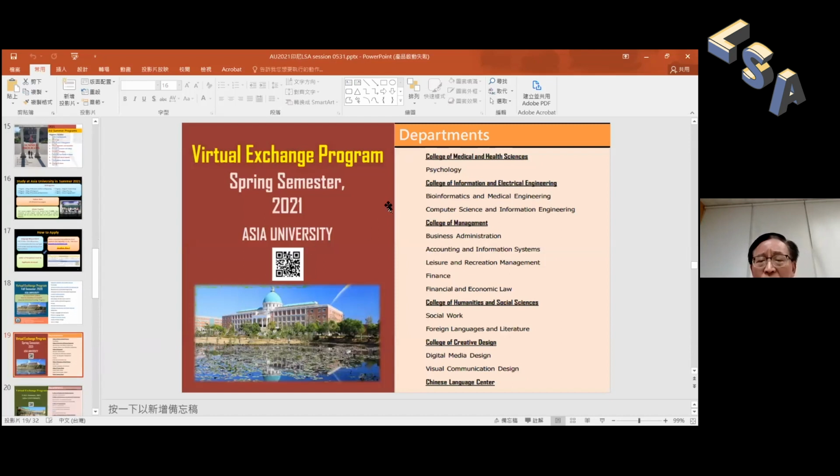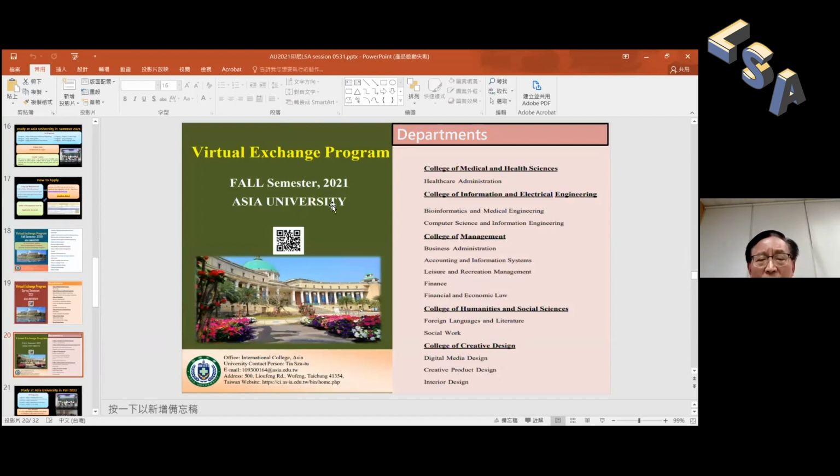And this is our program for the spring semester, which we are offering at the moment. And this is the exchange program we are going to offer to our partner university students. You can see from this that we have altogether 29 programs offered by different colleges: by medical, by information, by management, by humanities, by creative design, all together.